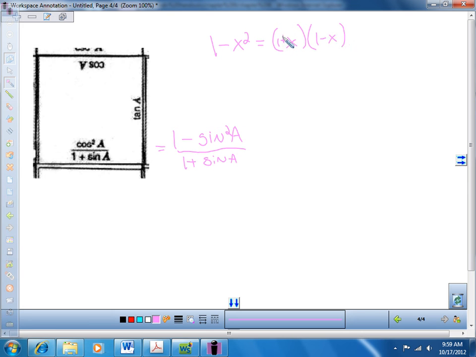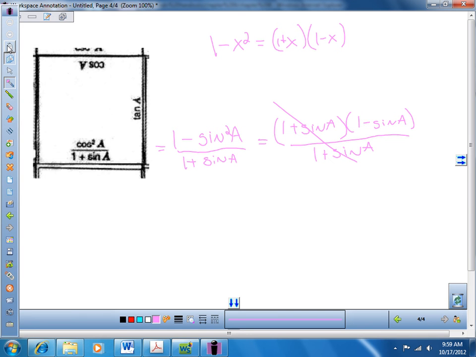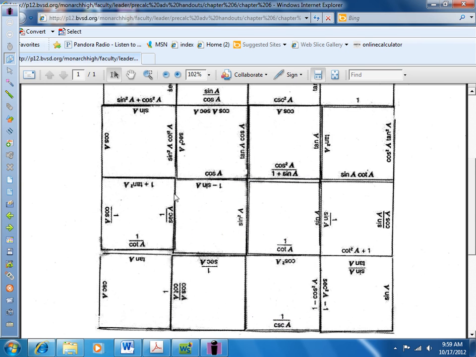Wait, how is it like that? Because it's 1 minus sine squared. Oh, so yeah. I can factor this to 1 plus sine A times 1 minus sine A, over 1 plus sine A. These ones are the hardest. Now 1 plus sine of A will cancel out, and so I go around and look for a 1 minus sine of A that matches up with this. Going back to your puzzle, do you see a 1 minus sine? There it is. Okay, so that one has to match up with this one.